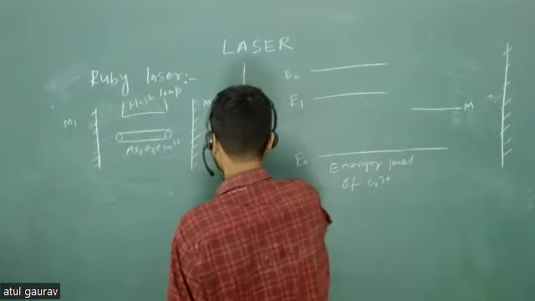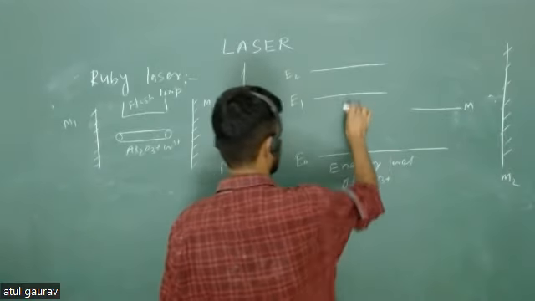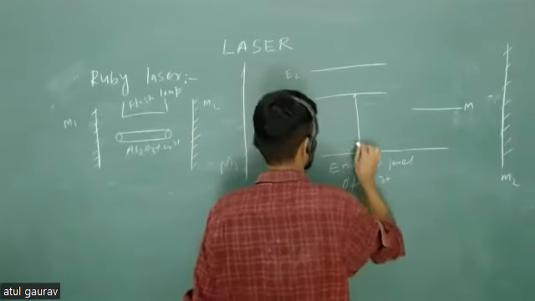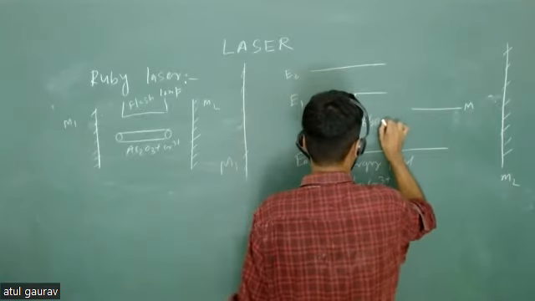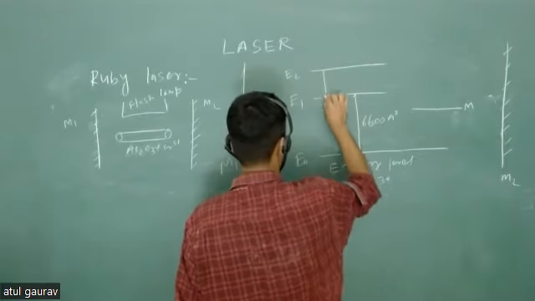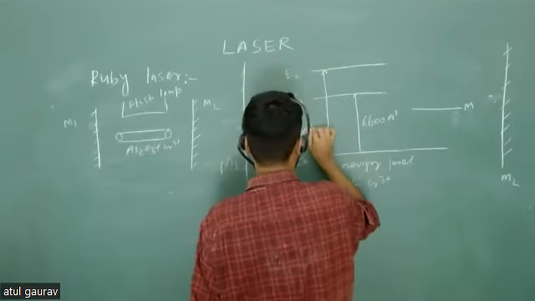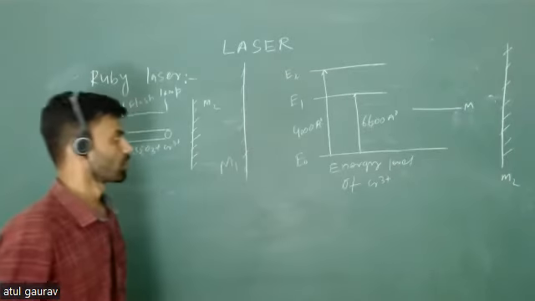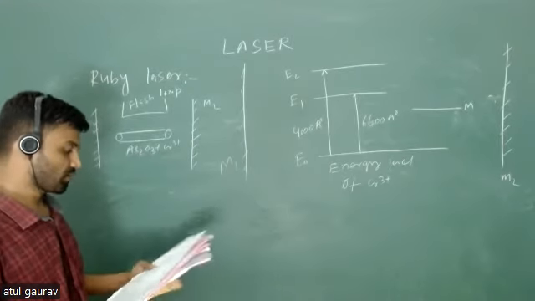This is your M1 and this is your M2. Now, the wavelength corresponding to this energy separation is 6,600 angstrom. And the wavelength corresponding to this energy separation is 4,000 angstrom. Okay. So this is the energy separation.